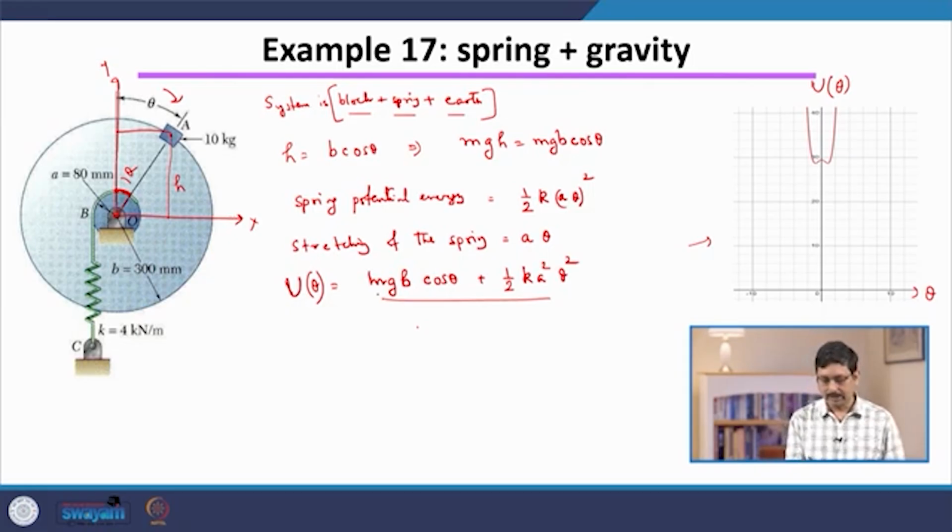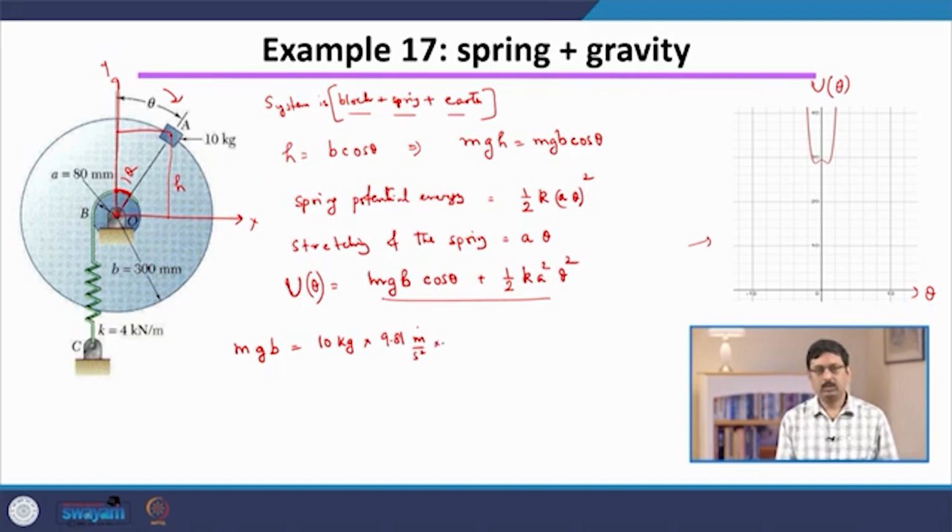So, let us calculate the value of mg times b. m is given to be 10 kg, let us assume g is 9.81, and b is the radius. Remember that we should express this radius in SI units. This is very important for numerical calculation: to be consistent, always try to use SI units. It is given in millimeters, so convert it into meters. That is 300 millimeters, which is 0.3 meter.